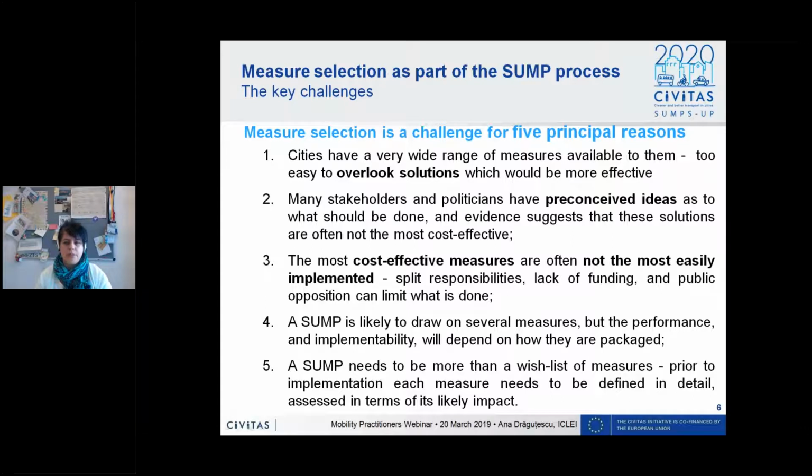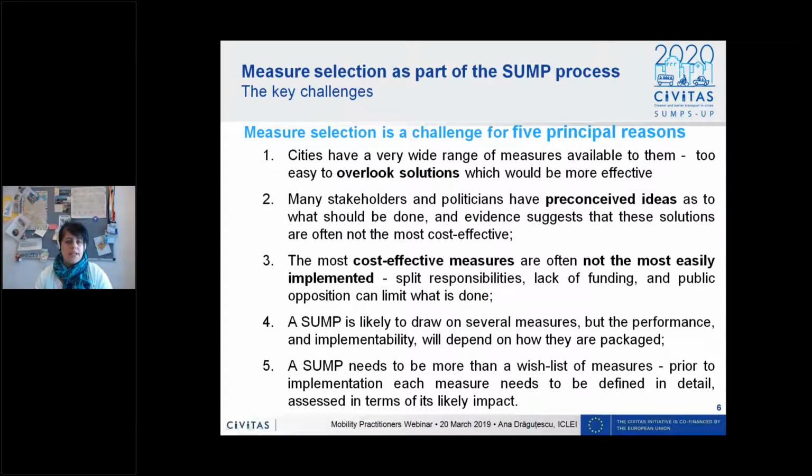So they come up with their own ideas without going through a very well-established process to understand whether these solutions are the most beneficial ones for the cities. Then the most cost-effective measures are often not the most easily implemented ones. So there are split responsibilities, there's lack of funding, the public opposition can limit what has been done.